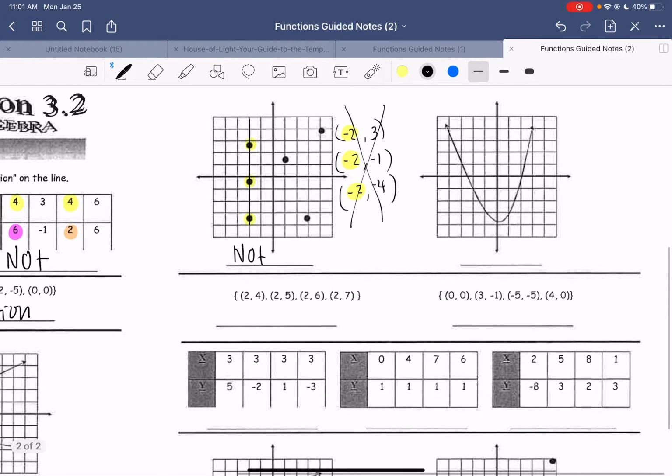All right, the next one we have here, let me get another vertical line. If we have a vertical line here, and let's test it. So if I were to drag it across the graph, we notice that it is only touching one part of the graph at once, which would mean that this is a function.